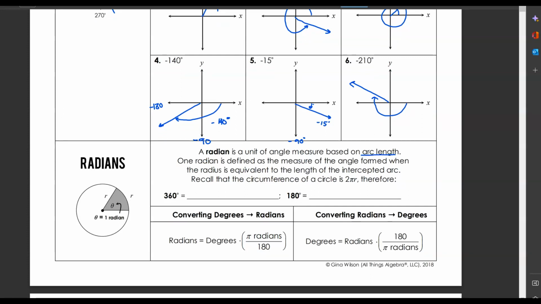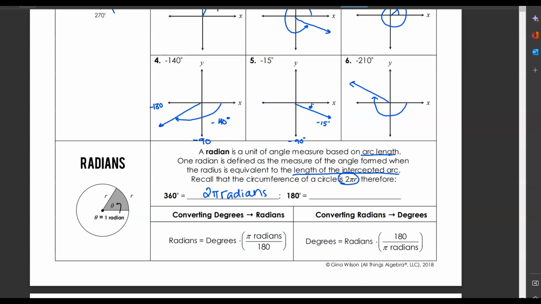So 1 radian is defined as the measure of the angle formed when the radius is equivalent to the length of the intercepted arc. Recall that the circumference of a circle is 2 pi r. Therefore, when we look at 360 degrees, that is going to be equivalent to 2 pi r, and that is going to be 2 pi radians actually.